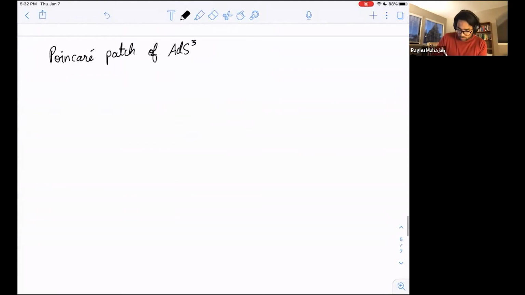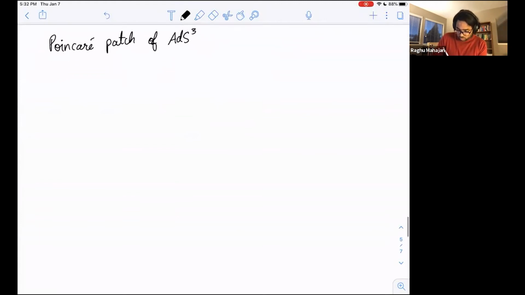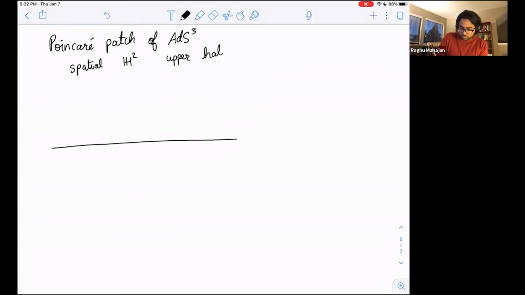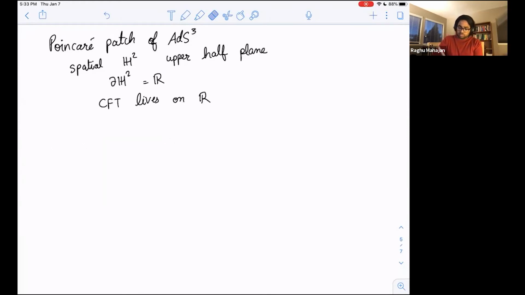The spatial geometry is the hyperbolic space, H2, but in the upper half plane model. So we have the upper half plane, and the boundary of H2 is R, right? It's just the real line. So now our CFT lives not on S1, but on R. So it's just some infinite manifold. Instead of living on a compact space, it's living on R, just because the formula is simpler.